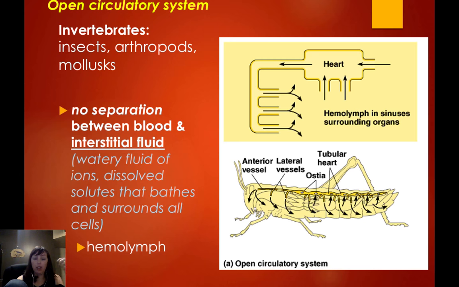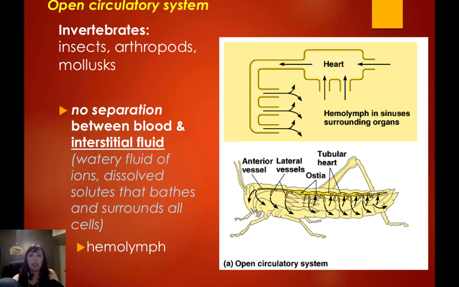Okay, so in the case of an open circulatory system, like in invertebrates, so insects or arthropods, again, there's no separation between blood and interstitial fluid. So it's watery fluid of ions, dissolved solutes that bathes and surrounds all cells, as well as the blood, which then it's called hemolymph, okay, because it's both the blood and the interstitial fluid. And remember, interstitial fluid is just other types of fluids besides blood, okay?